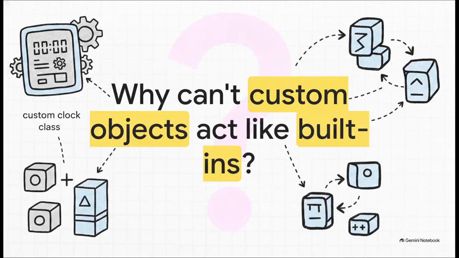So think about this for a second. Imagine you've just spent hours crafting this beautifully complex custom clock class to track time perfectly down to the second. But when you actually go to use it in your main program, why does interacting with it feel so much clunkier than just, say, adding two standard integers together? Why do our custom objects always seem to feel like second-class citizens in our own code?